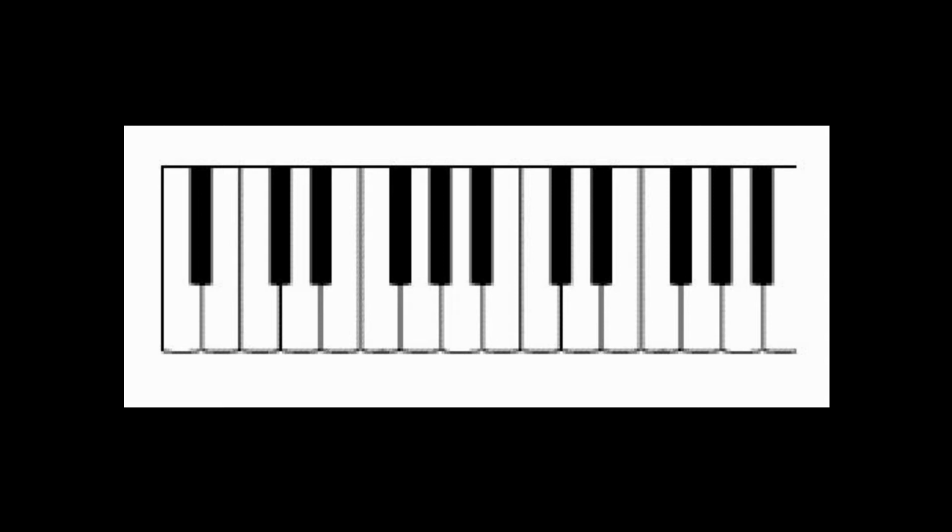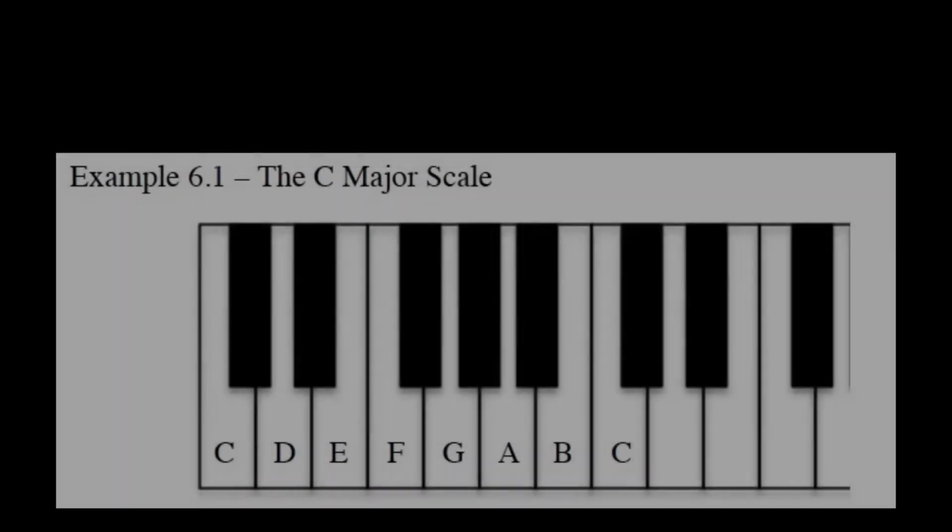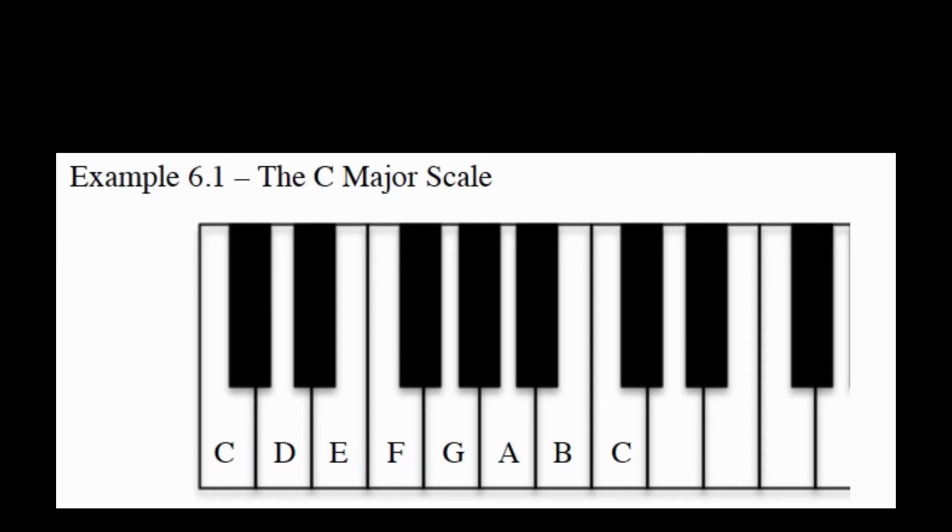The first diatonic scale to consider in detail is the major scale, as it is the basis for most of the music we hear. To play the C major scale, simply start on the pitch C on the keyboard and play every white note until you reach the next C, as shown here.